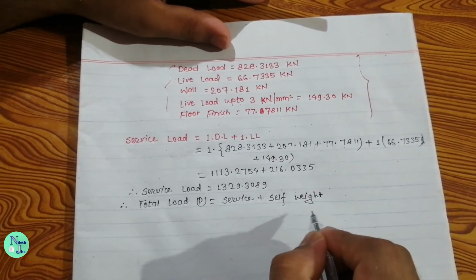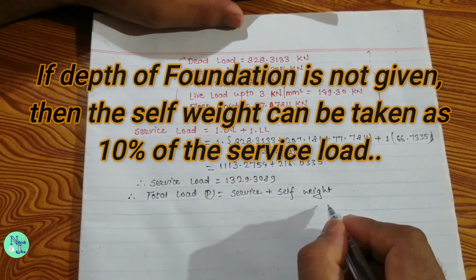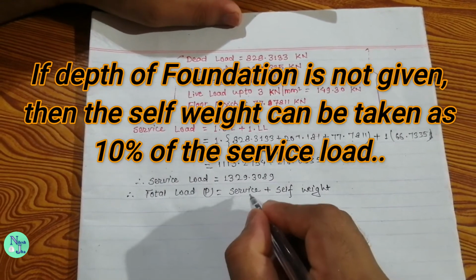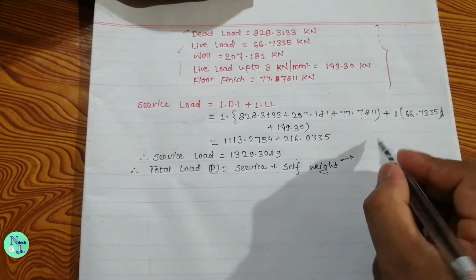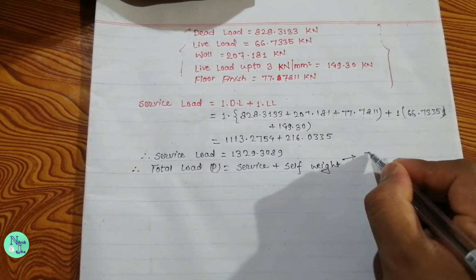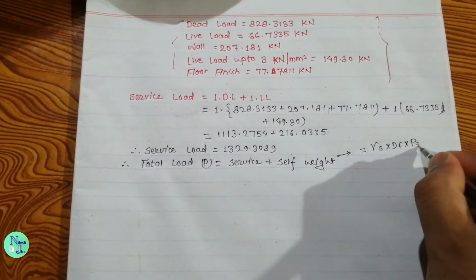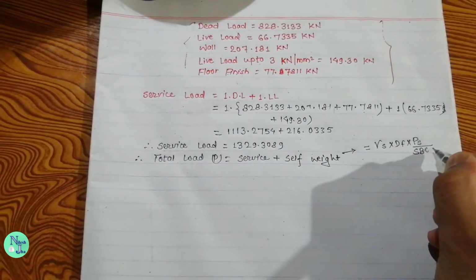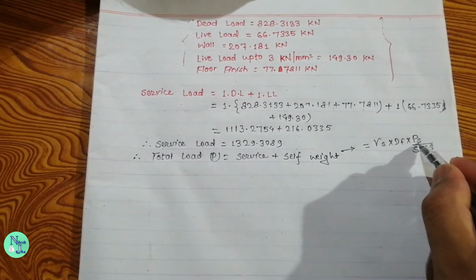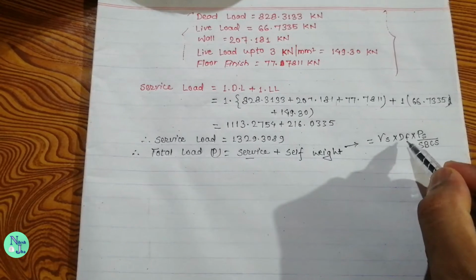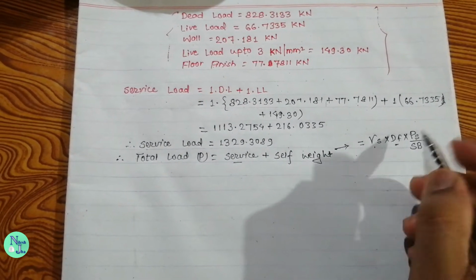In the case of self weight of footing, if the depth of foundation is not given, then the self weight of footing is taken equal to 10% of the service load. But if the depth of foundation is given, then the formula will be gamma s into Df into Ps by SBCs. SBCs is the safe bearing capacity of soil, Ps is the service load here, Df is the depth of foundation, and gamma s is the unit weight of soil.